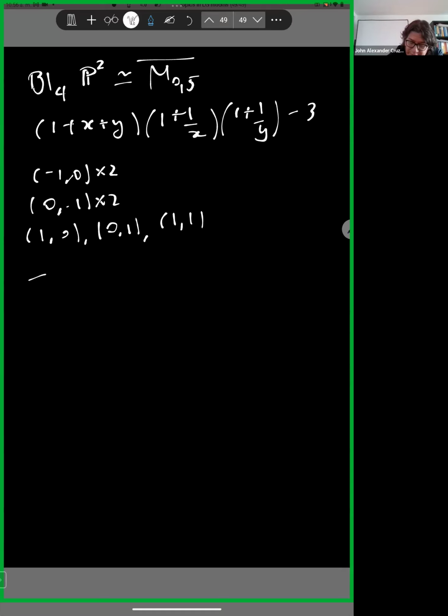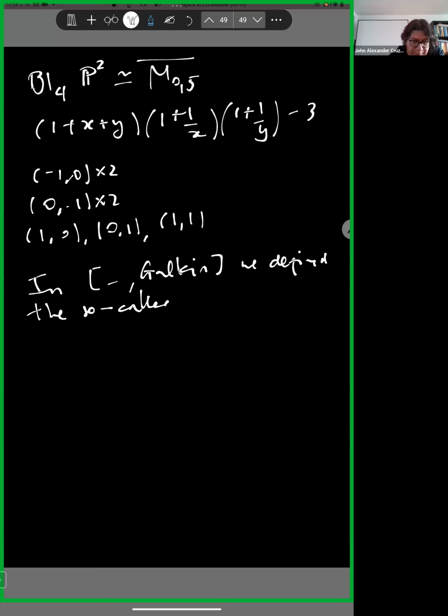So in my paper with Galkin, for example, we define the so-called upper bound cluster algebra, which is the following algebra. So the set of Laurent polynomials in two variables.